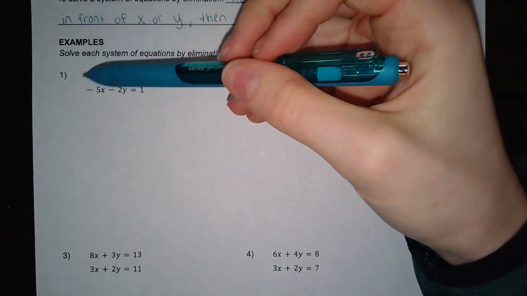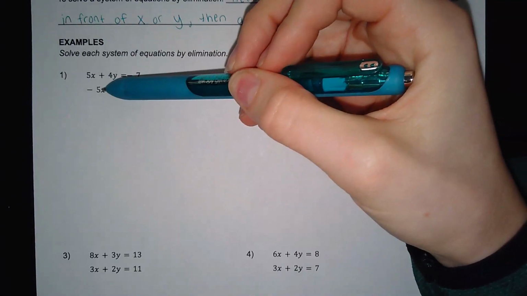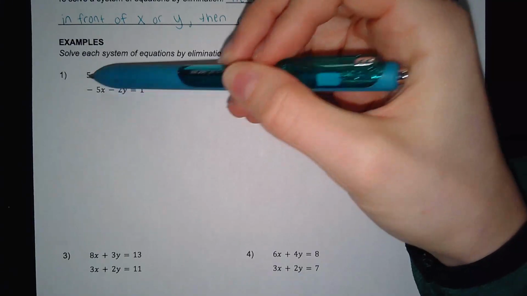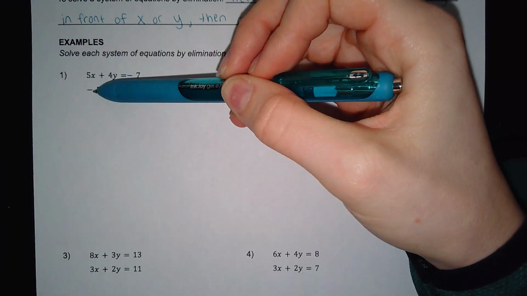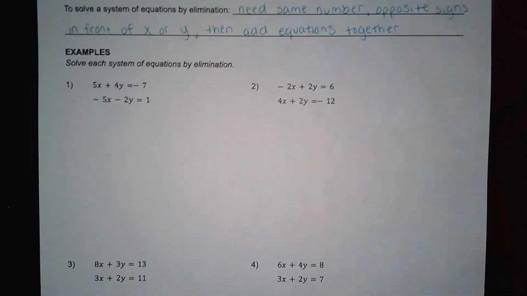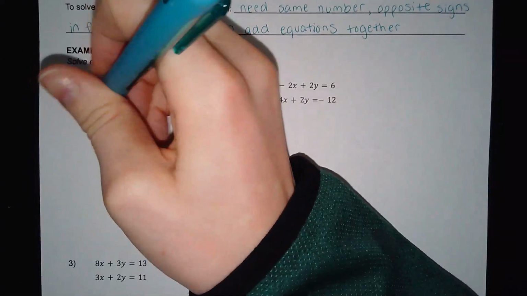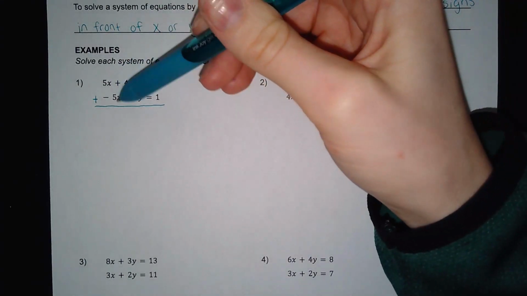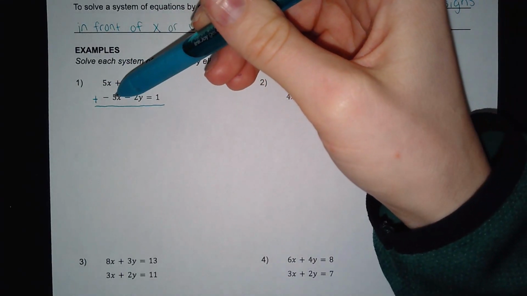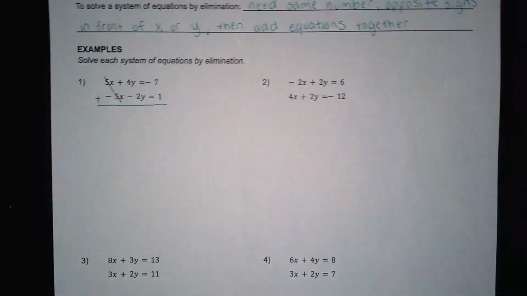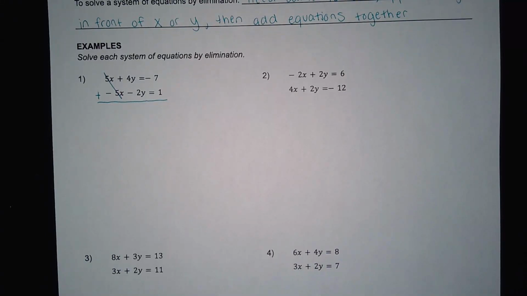When I take a look at number 1, I did point out we do have the same number in front of x. So we have a 5 and a 5, and they are opposite. One is positive and one is negative. As long as we have that, then we're going to go ahead and add the equations together. Now, what happens when we add 5x plus negative 5x is that's 0. Those will go away, or in other words, they're eliminated. So we're eliminating one of our variables.